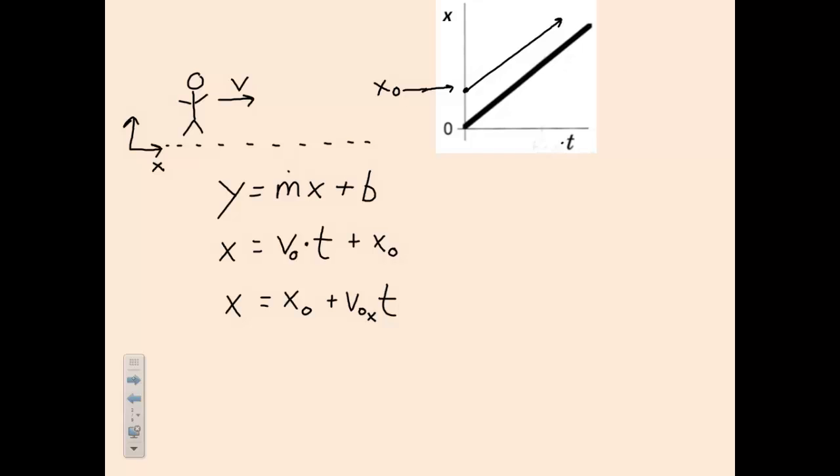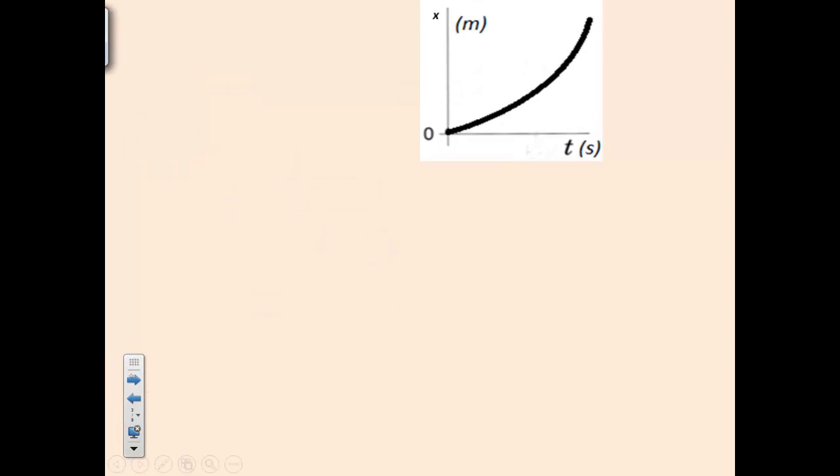So that's 2 steps down, 1 step to go to get our full-fledged expression, because there also could be a situation where our stick figure man or stick figure woman is not only moving with a velocity, but is also accelerating. So that would mean that as time goes on, the velocity vectors are getting larger.